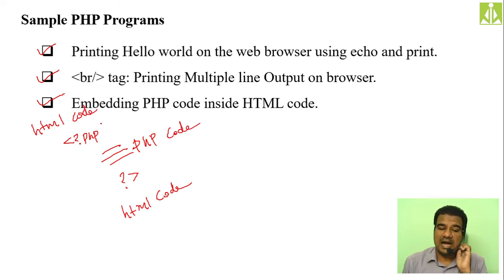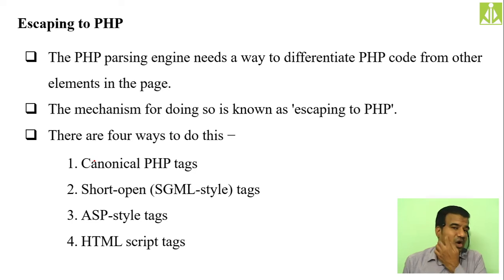So now, for starting the PHP code and ending the PHP code, there are different ways we have. Starting PHP and ending PHP inside HTML, we call it escaping to PHP. From HTML to PHP we are escaping, and from PHP again we are going back to HTML. So we call that mechanism escaping to PHP.